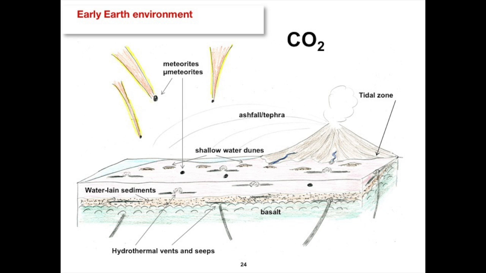And then getting closer to the coast, we have the coastal areas, the intertidal areas. Again, there's always meteoritic infall still at this period. And the ashes coming from the volcano.